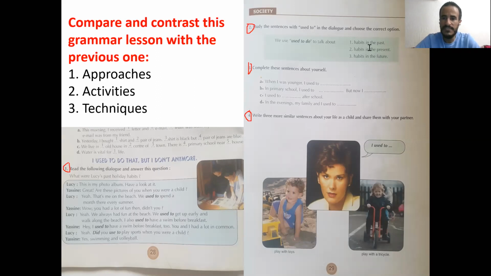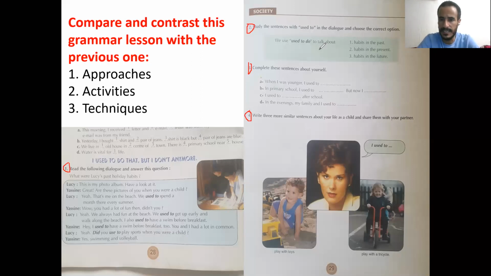Now, activity number 2. Study the sentence with used to in the dialogue and choose the correct option. What is this number 2? Activity number 2. What's the purpose? Can you please write in the chat box? Yes, noticing, presenting. Is it presenting or noticing? Yes, highlighting is noticing, is observation.